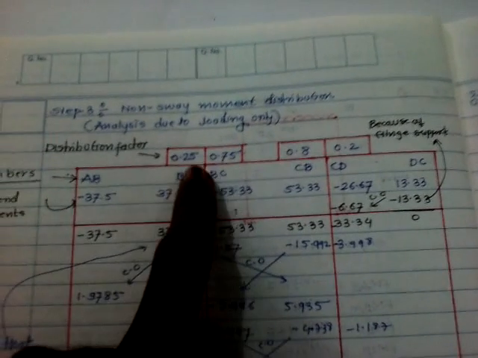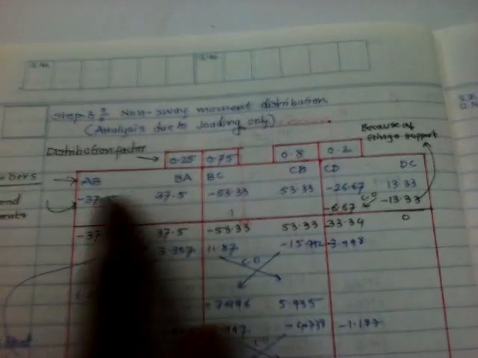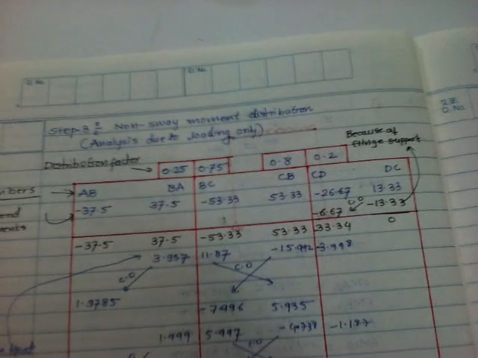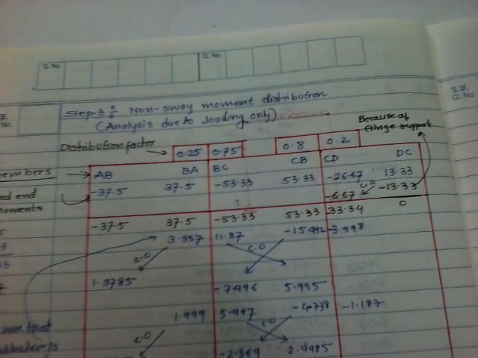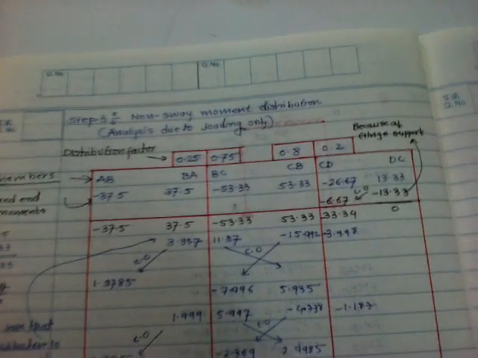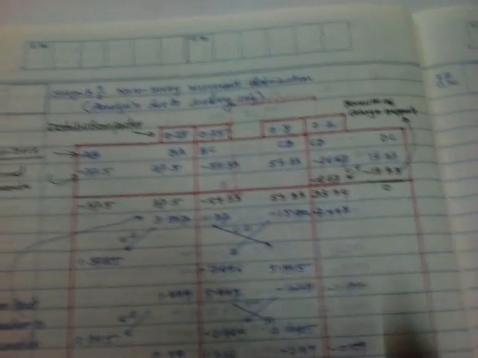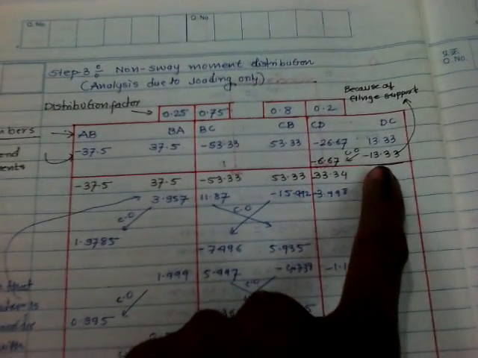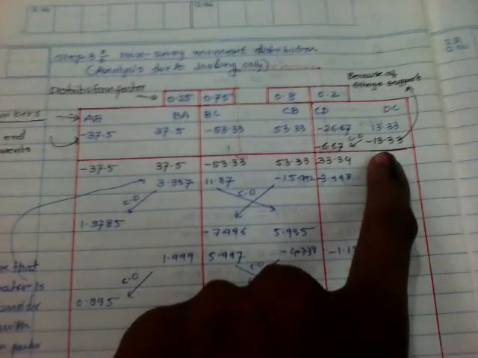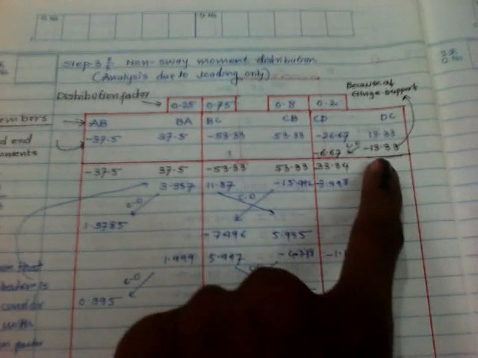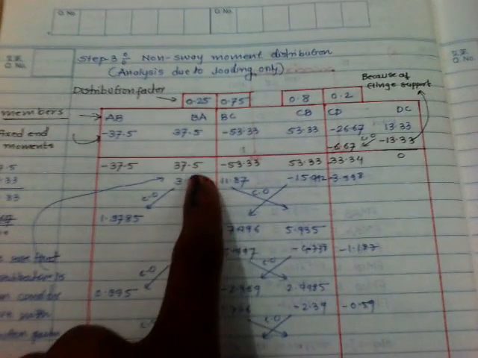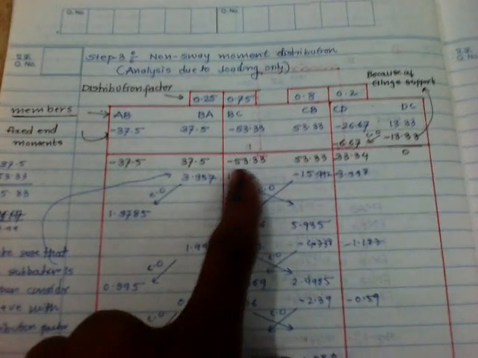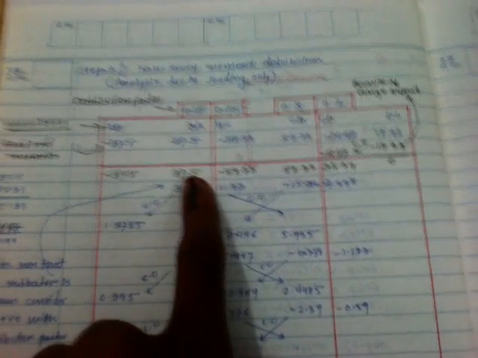Okay, so at the top we are taking these distribution factors. These are my members AB, BA, BC, CB, CD. We always calculate the distribution factor for the joints. Okay, these are my fixed ends. Why do I do this thing here? Because it is connected with a hinge, so it carries over half of this 13.33 and all this calculation.